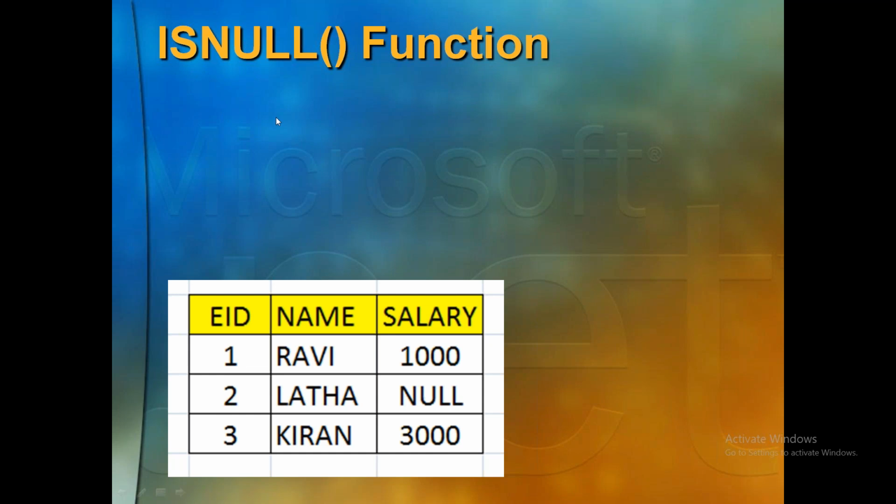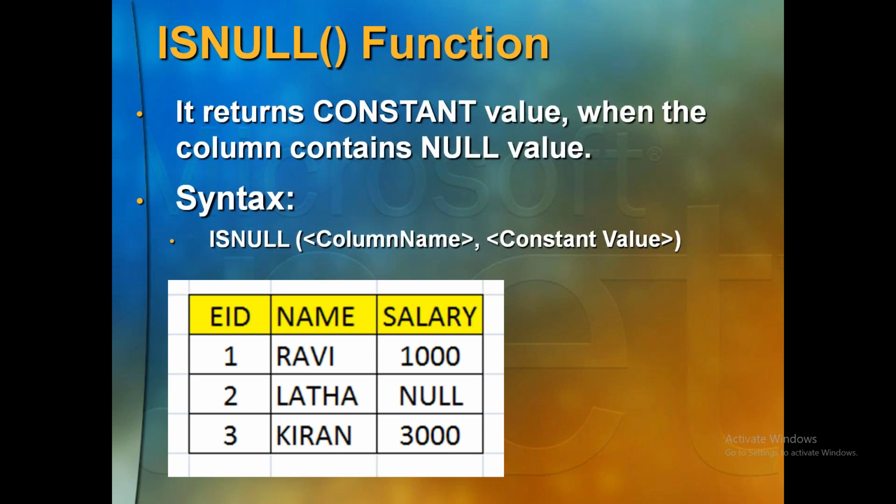It is going to be performing. Function means a program which is going to be doing some action for you. What is that? Let us understand. It returns a constant value when the column contains a null value. So the ISNULL function syntax is the column name, then what is the constant value you wanted to have.